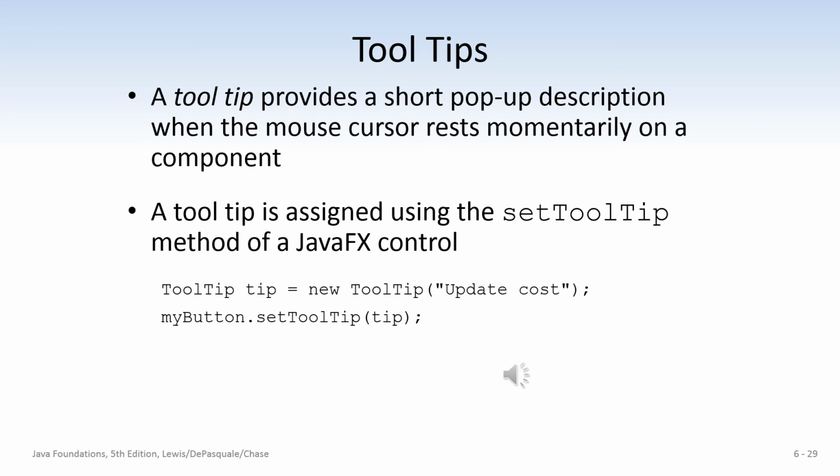So here's an example of a tooltip assigned using the set tooltip method of a JavaFX control. Use the constructor to create a new tooltip. In this case, the tooltip's string is "update cost", and then we simply use the set tooltip method with the object, the control, and the tip. And we're going to see this, obviously, in the last program that we run as a demo in this chapter.